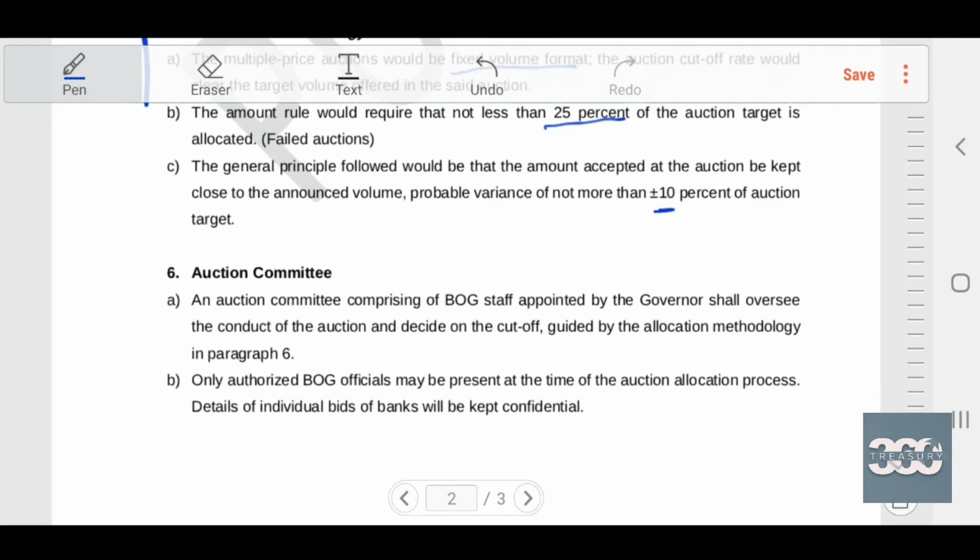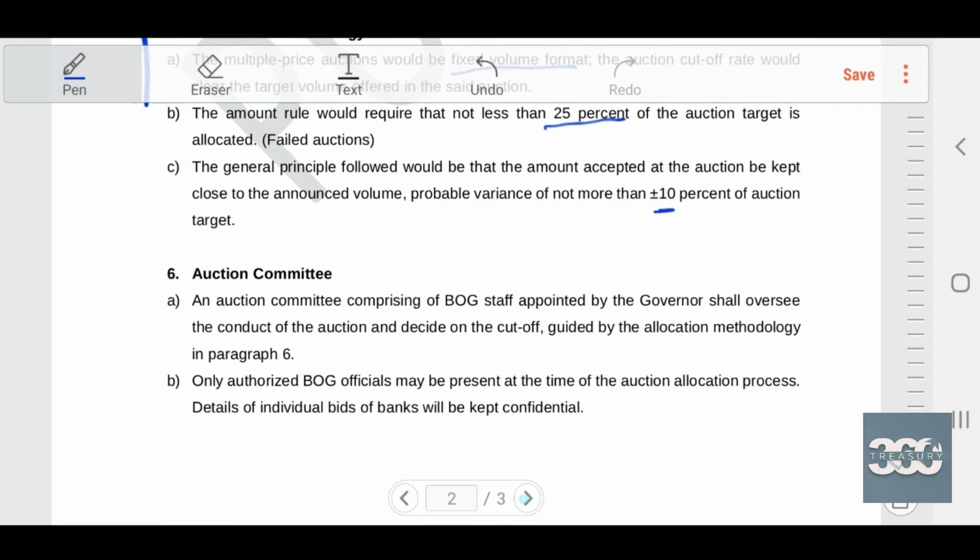Then we move on to auction committee. Okay, so BoG staff will be appointed by the governor and shall oversee this and decide on the cutoff. Okay, so these are the people. Only authorized BoG officials may be present during the auction. So you submit your bids and you patiently wait for the results.